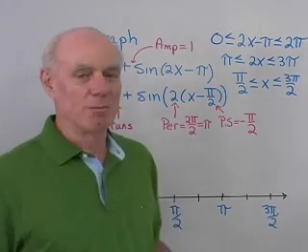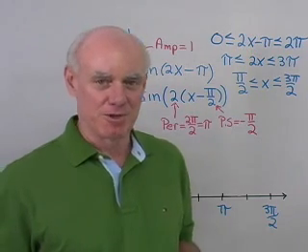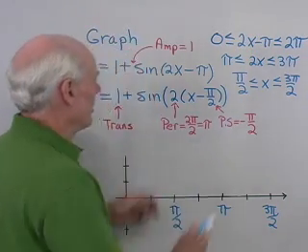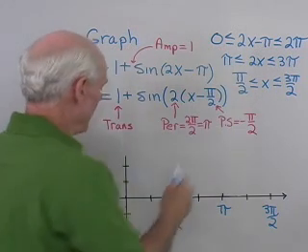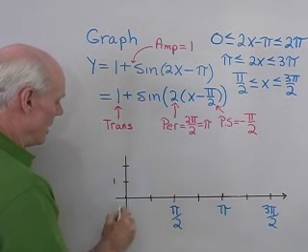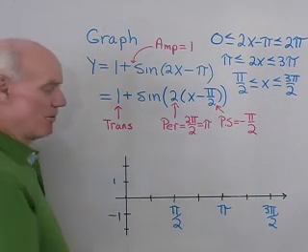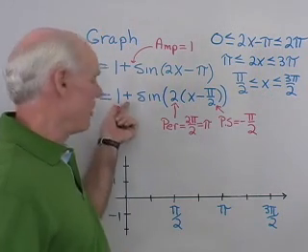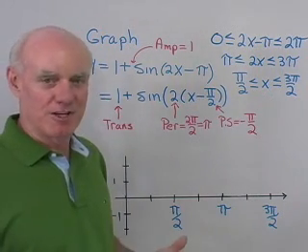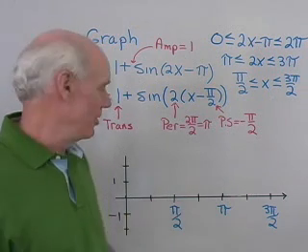At least I know that one complete cycle of that graph will take place between there and there. Now normally if I was just looking at this part of the graph, the amplitude would be 1, so the graph would go between -1 and 1, but here I've added on a 1 for a vertical translation, so that's going to move everything up 1 unit.